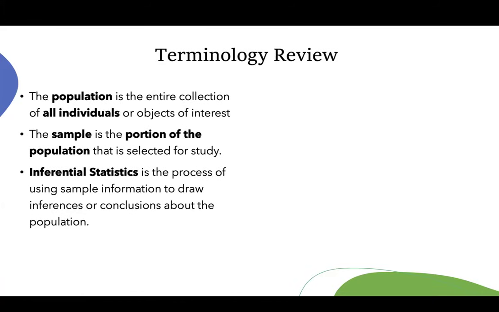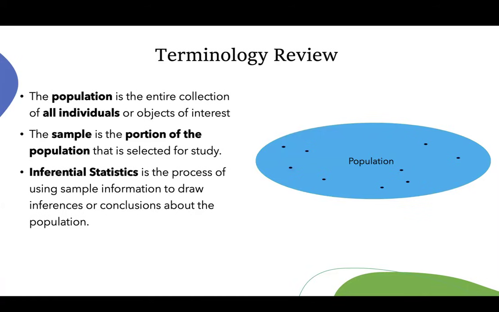And it's extremely helpful because rarely do we have access to an entire population, and we rely on samples to make conclusions about groups of people. So the use of inferential statistics is very important. So the population is the blue oval, and imagine the sample is randomly selected from various items out of the population, collected into a sample.